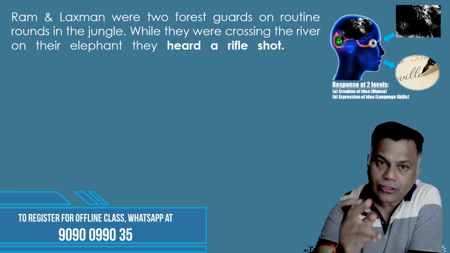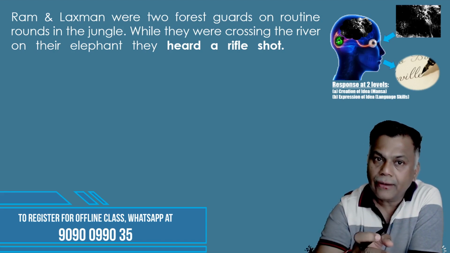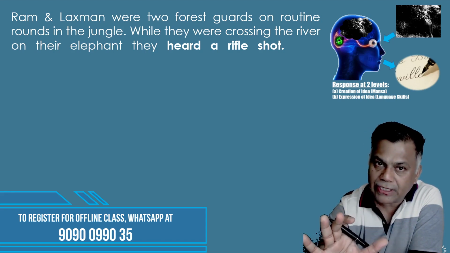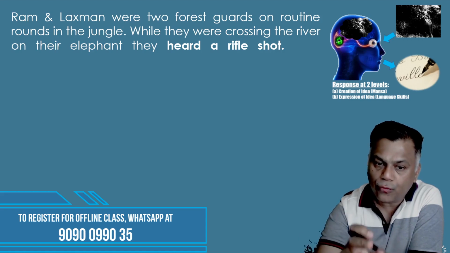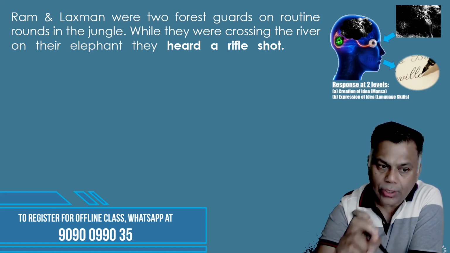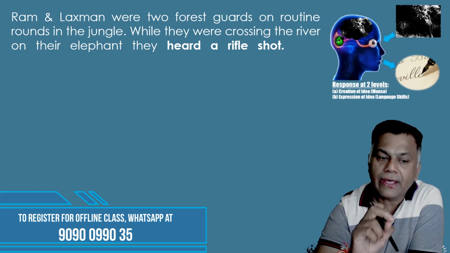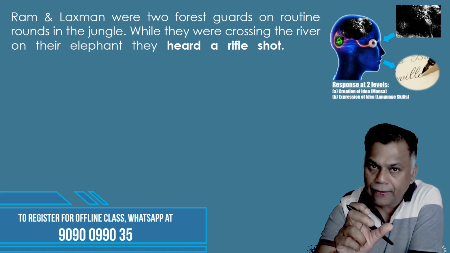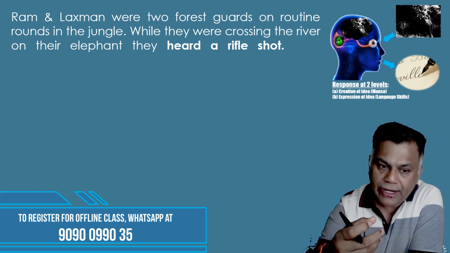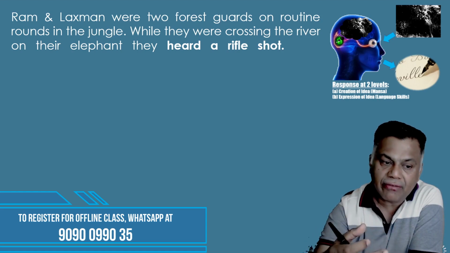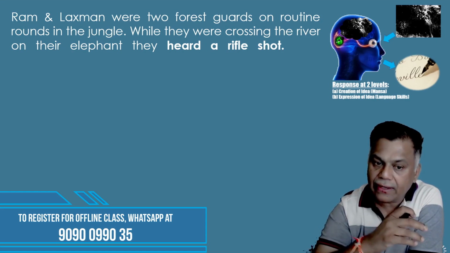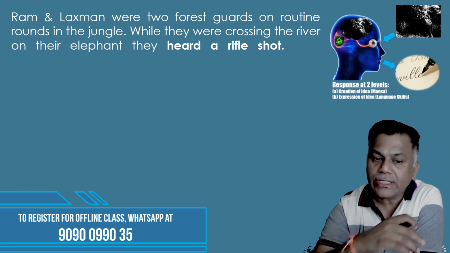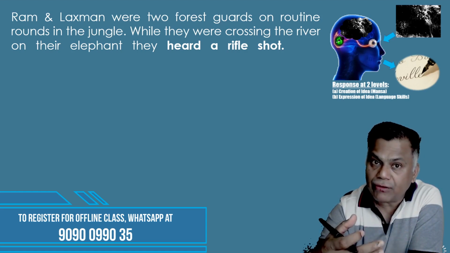So the elephant that was missing in the first line has now been brought in. So all the elements of the picture are covered. Ram and Lakshman, 2 forest guards. Tasking is routine rounds in the jungle, and they were on the elephant. And new input has been added that while they were crossing the river on the elephant, they heard a rifle shot. So the question is, where is this rifle shot heard? Look at this rifle shot.